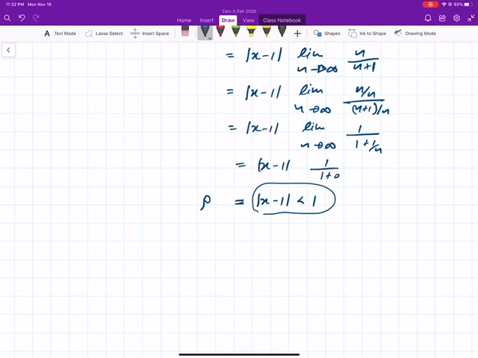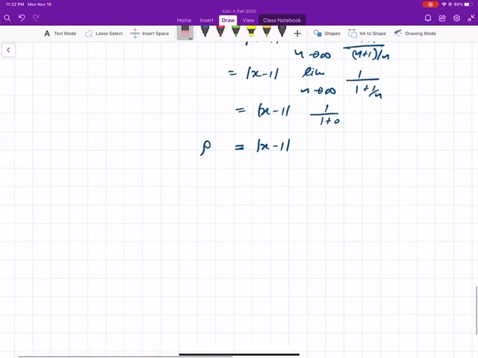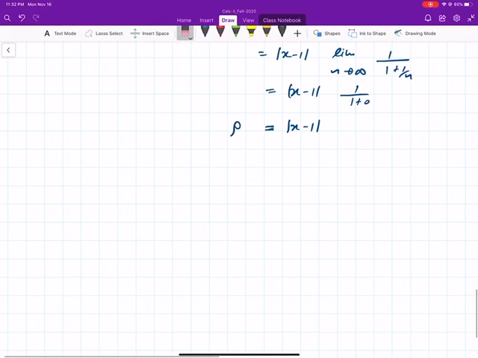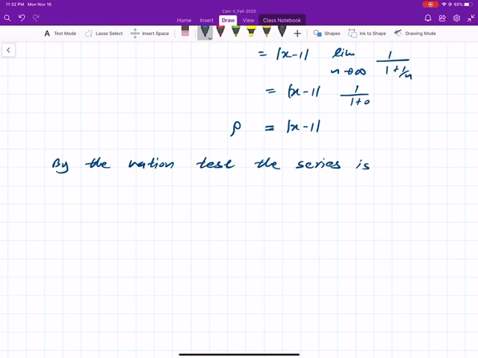Okay, so go forward. Let me take this out for now. I will write it later. By the ratio test, the series is convergent when rho is less than 1, that is |x minus 1| is less than 1.